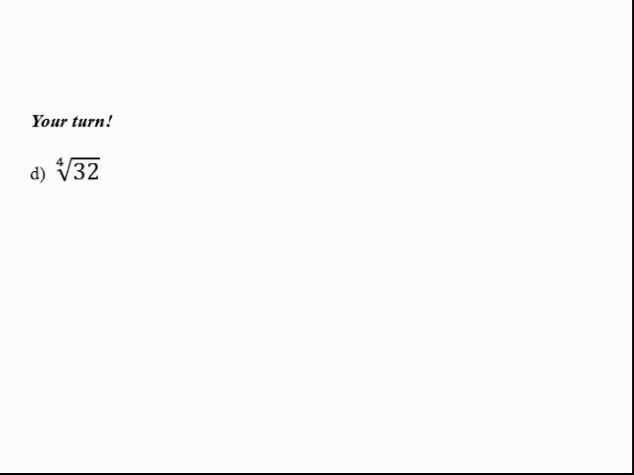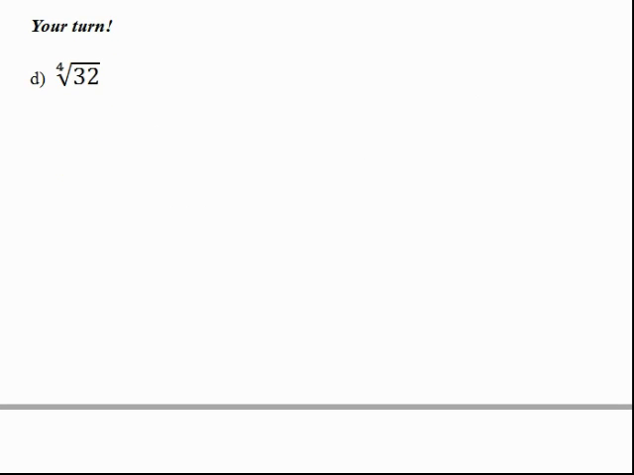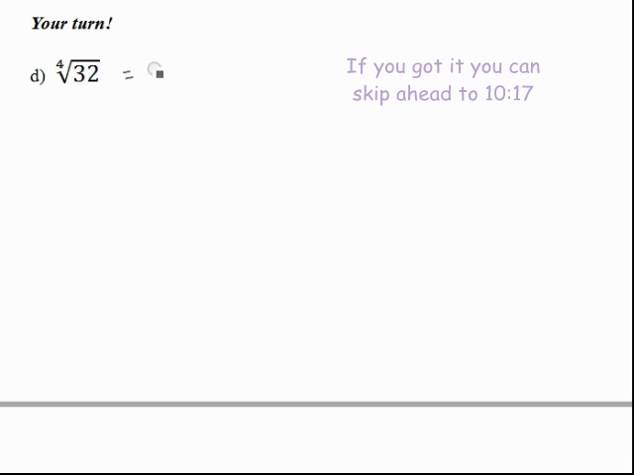Now, it's your turn. You do the 4th root of 32 and pause the video and do the question. The answer to this is 2 times the 4th root of 2. So if you got it right, you can skip ahead. Otherwise, if you need more help, I'll show you how it works. So this, we can rewrite the 4th root of 32. We look at the biggest perfect power of 4 that fits in there, which is 16.